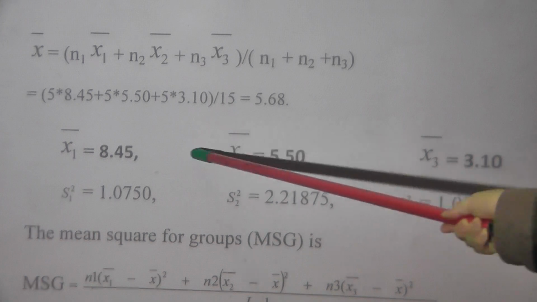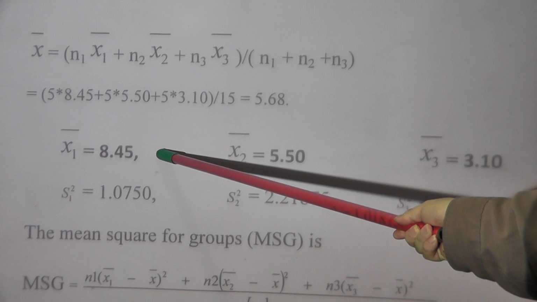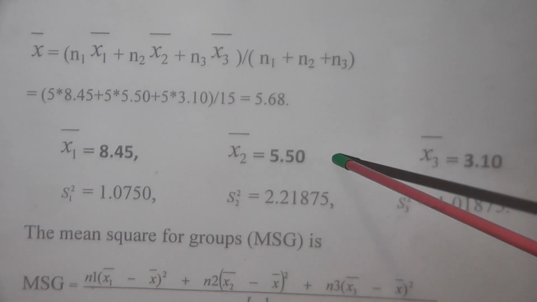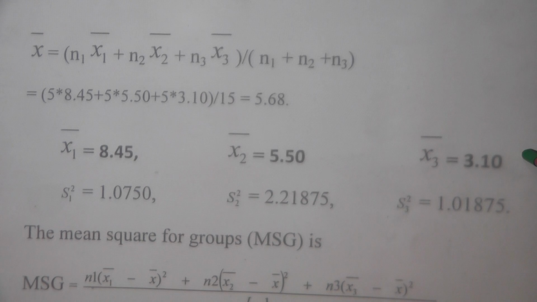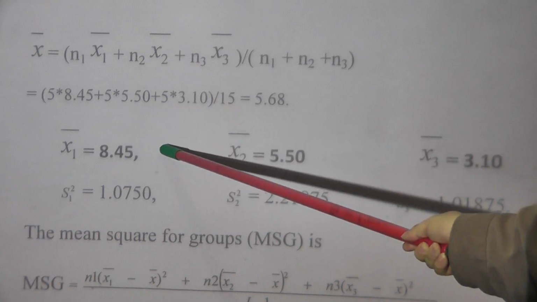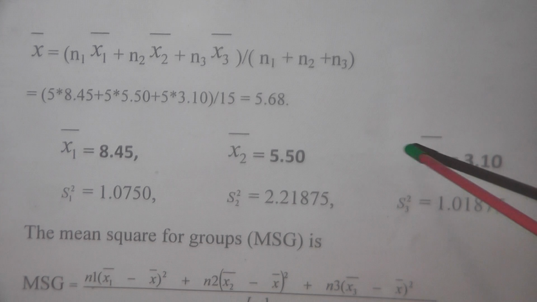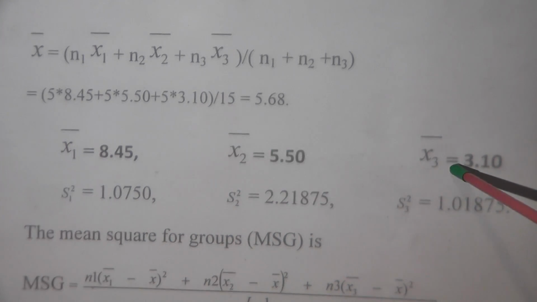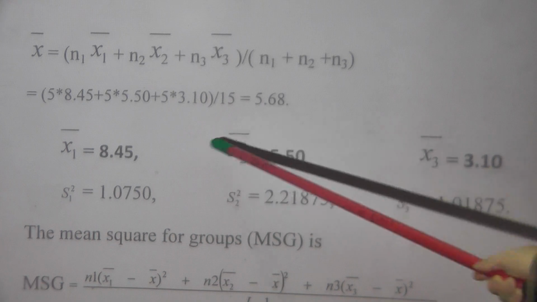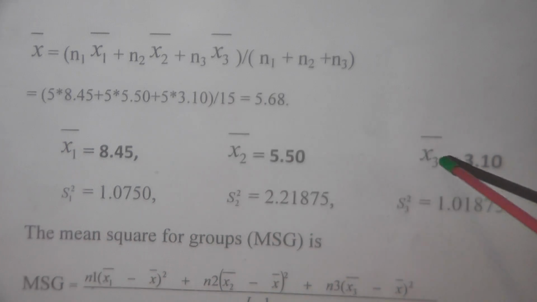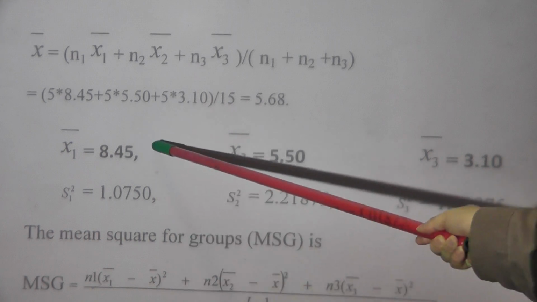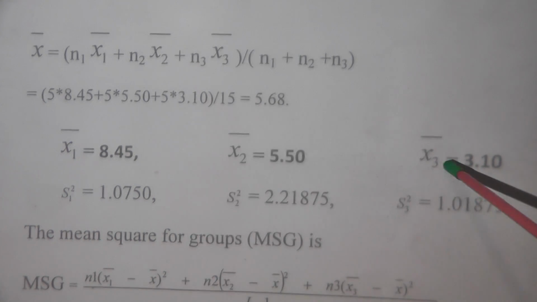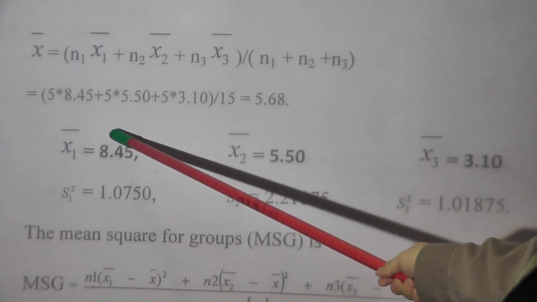As you can see, the first group sample mean is 8.45, the second group is 5.50, the third group is 3.10. You can see the numbers get smaller and smaller, right? That means the first marriage lasts longer and the third marriage lasts very short, okay? So, is the difference significant enough for us to say the first marriage lasts longer? Or can all the difference among these 3 numbers be explained by sampling error? You happen to select 3 groups of couples.